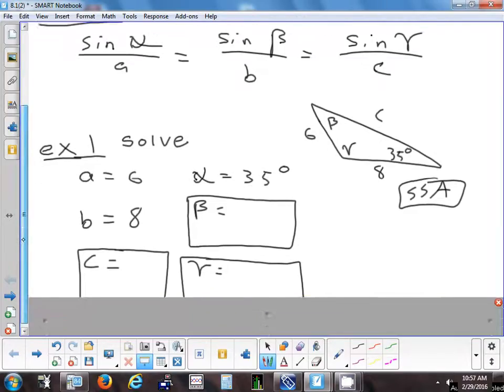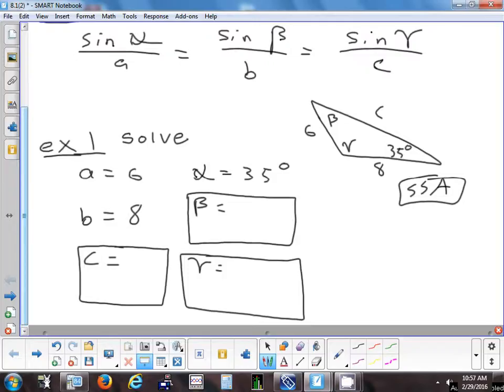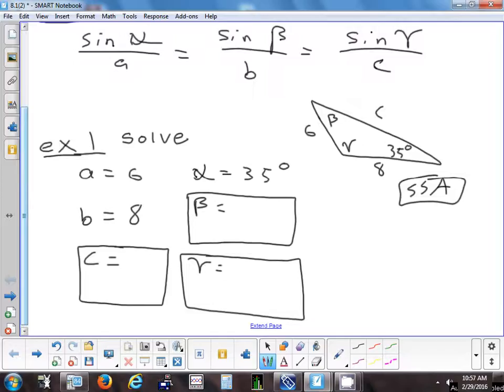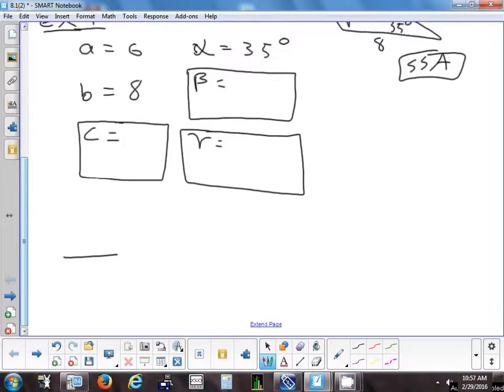Whenever you're doing side, angle, you have to find things in a certain order. So out of C, gamma, and beta, what's the first thing I have to find here? Beta. I have to find beta. I can't do anything in this last row until we find beta. So we're going to set up, does anybody remember what this is called? The two fractions equal to each other? Yep, a proportion. And then we cross multiply to solve it.